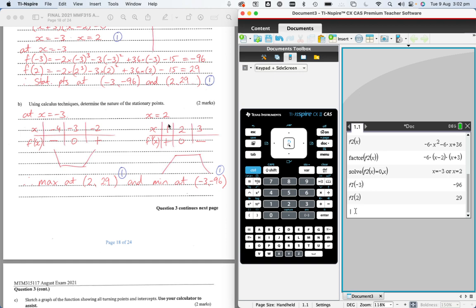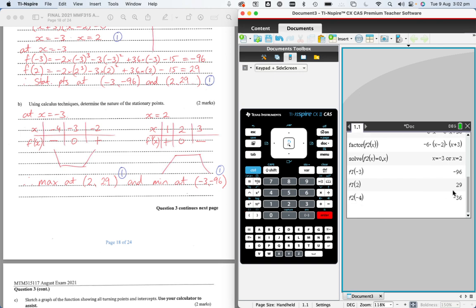Doing it manually, choose a good value, like an easy value. But if you're doing it on the GDC, it doesn't really matter, as long as, for example, the number you choose to the left of 2 is not beyond -3. So it's got to be between -3 and 2. So I'll use the numbers here. And again, because we've done all that work in our calculator, it makes short work of it to confirm.